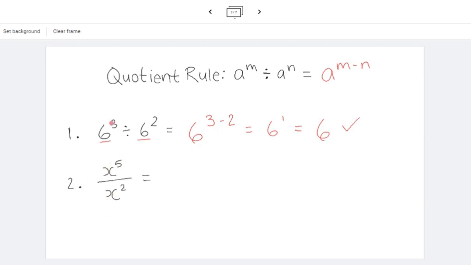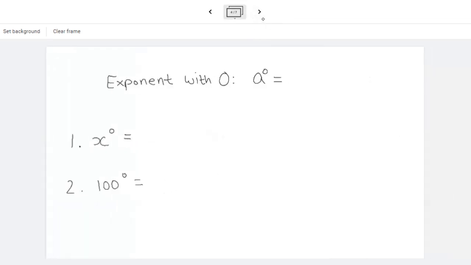So our second example is written out like this, okay? This is basically the same thing as this. This is basically saying x to the power of 5 divided by x to the power of 2, okay? So what we're going to do is write down our base and then do 5 minus 2, because it's the same thing as this. It's just written out differently, but they both mean the same thing, okay? So x to the power of 5 minus 2, because we're subtracting our exponents, gives us x to the power of 3. And that's our answer. Pretty easy, right?